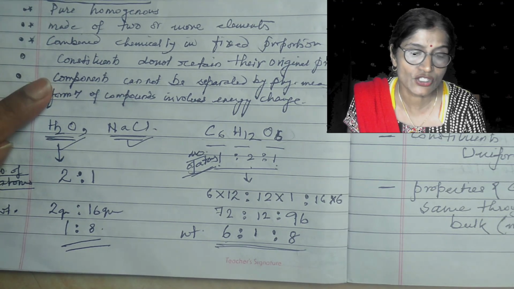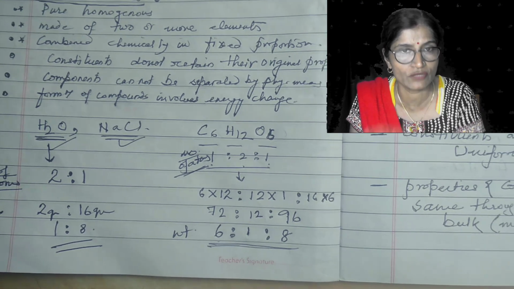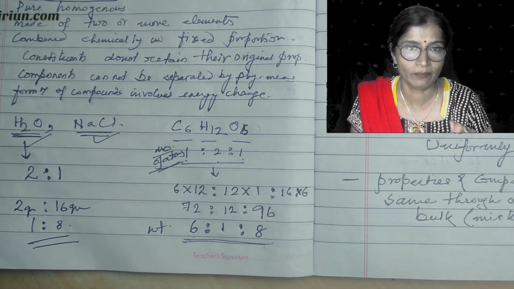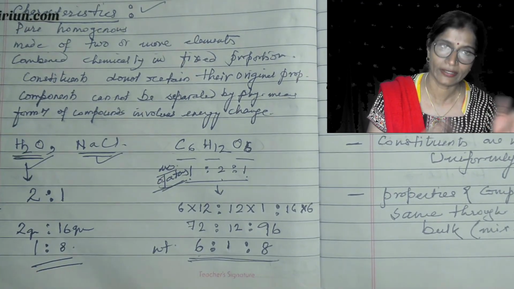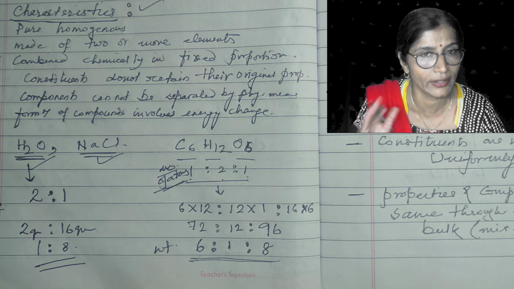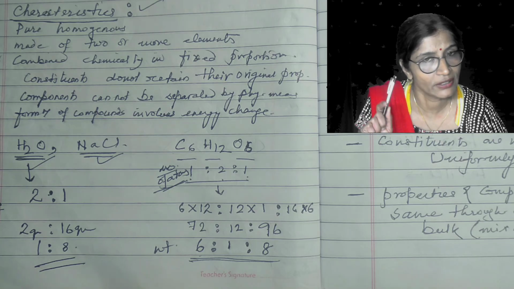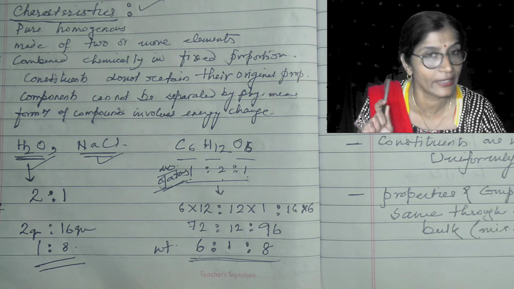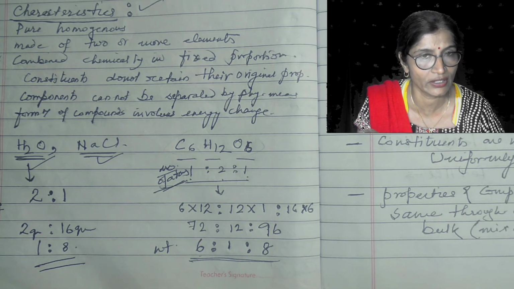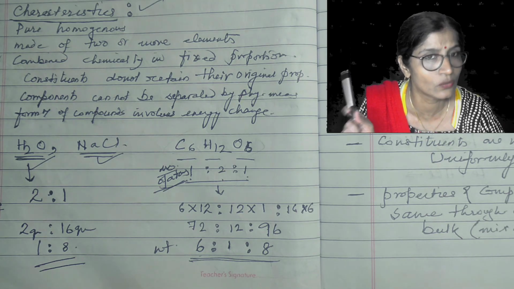Third is that constituents do not retain their original property. Whenever a compound is formed from whatever elements, new properties are developed. For example, water consists of what? Hydrogen and oxygen. But the property of water is totally different from hydrogen and oxygen. I'll explain to you. Hydrogen is a gaseous substance physically, at room temperature. Oxygen is also in the gaseous state at room temperature. And water exists in the liquid state at room temperature.